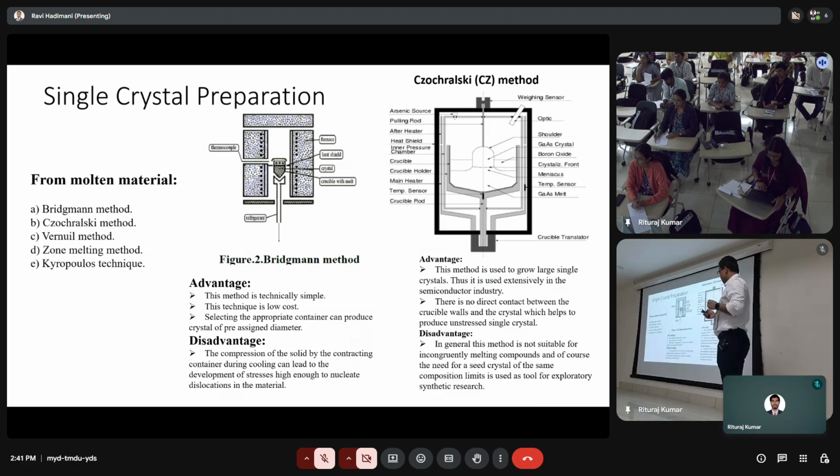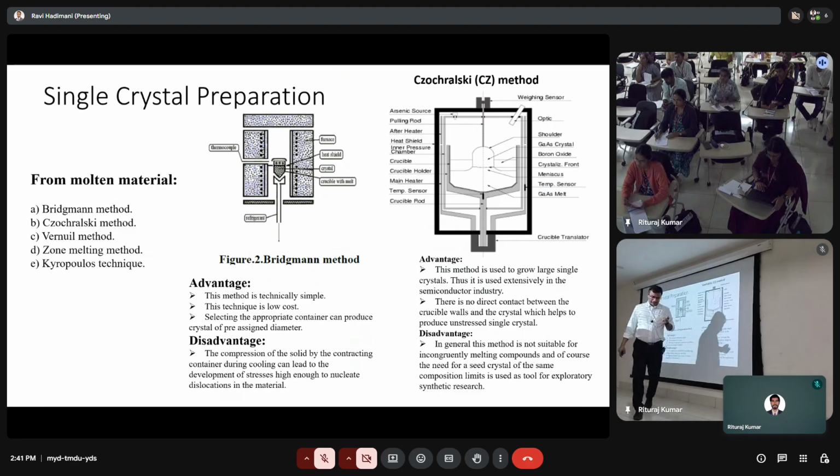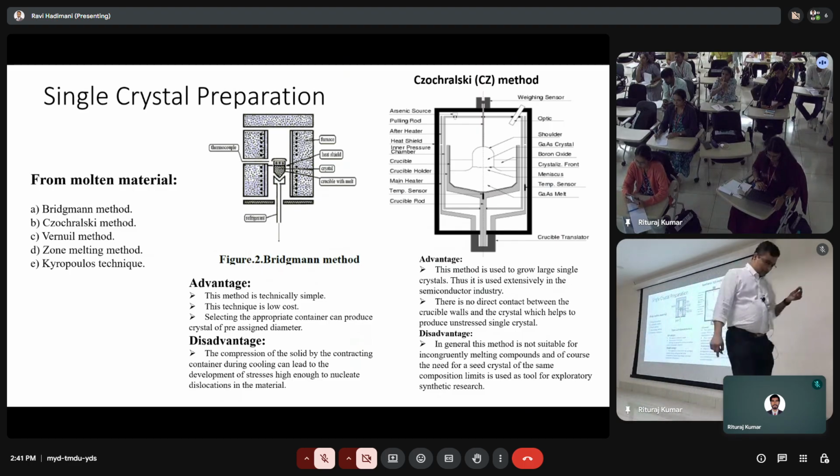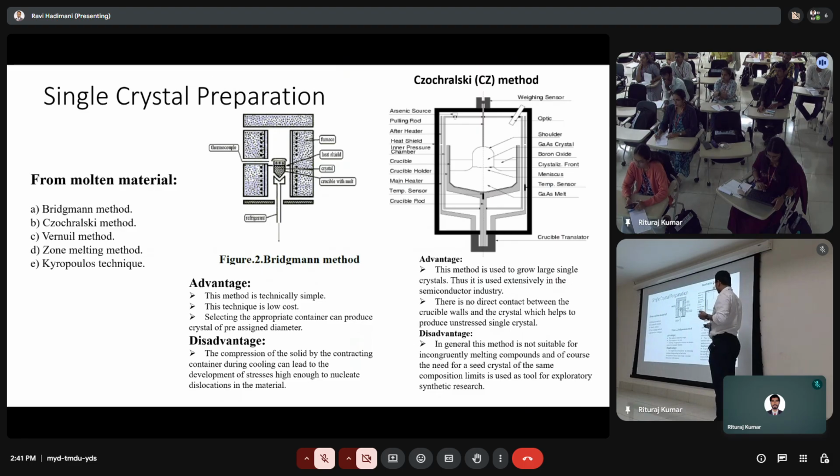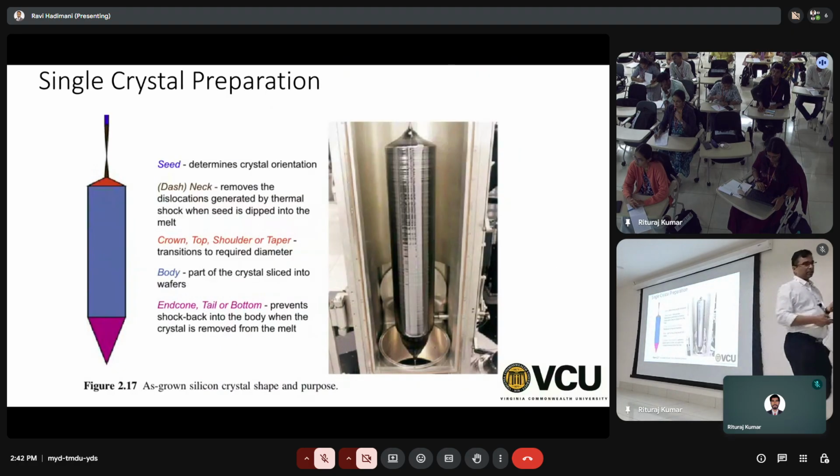Okay, so there is also another one called the flux method. If you want very small single crystals, there is another technique, again, I can't remember the name, something to do with flux. So that's another method. There are varieties of methods, but the main idea is that they all start with a seed. Okay, you get a single crystal using these methods.